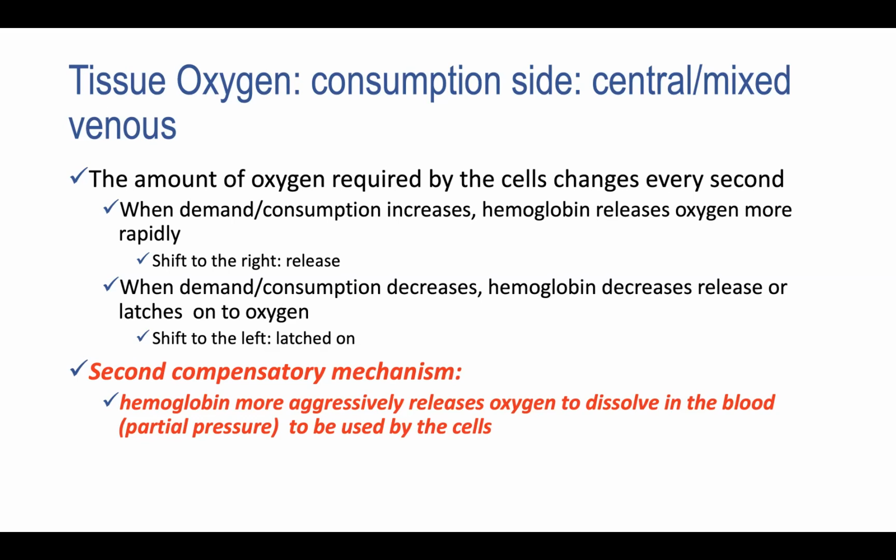And if your SvO2 is higher than normal, higher than 70%, you actually have what we then call a shift to the left. Hemoglobin has latched on to oxygen. Now that happens in two cases. That means your SvO2 is higher than you anticipated, because cells don't need it, or cells need it, but they can't get it.